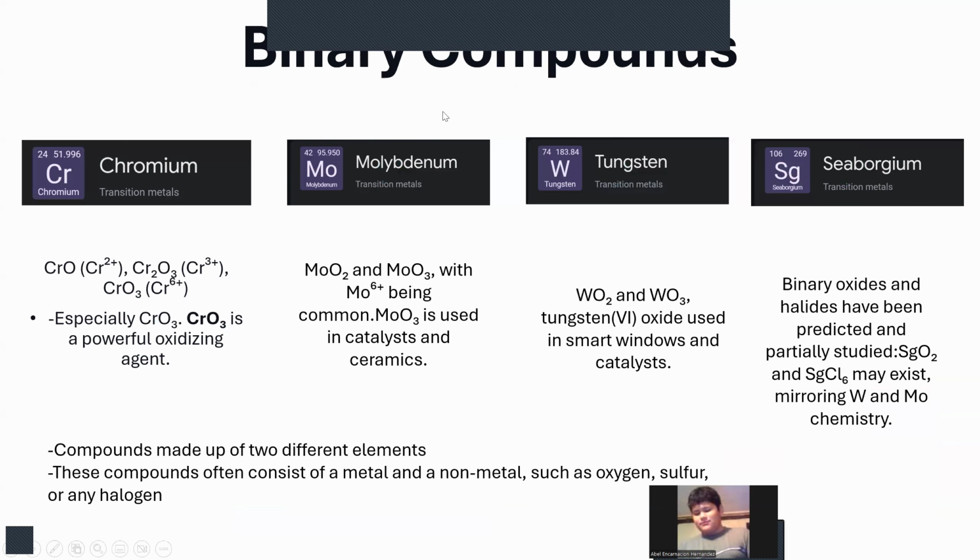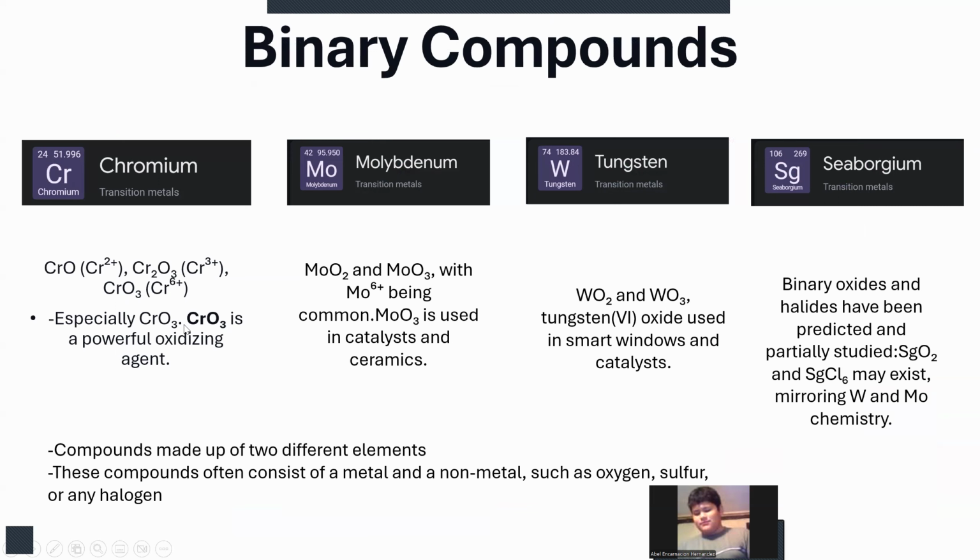Binary compounds. Chromium right here would have a lot of chromic compounds. But before I go into that, just a quick definition: binary compounds are compounds that are made of two different elements. These compounds often consist of a metal and a non-metal, such as oxygen, sulfur, or any halogen.